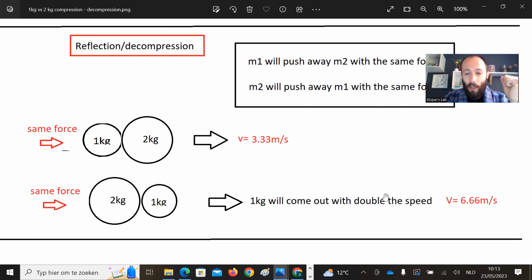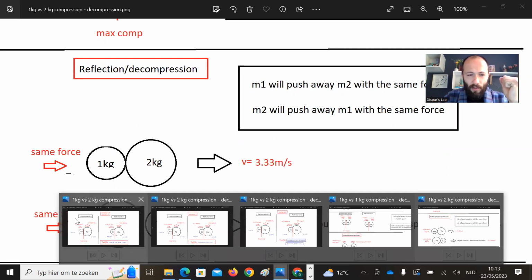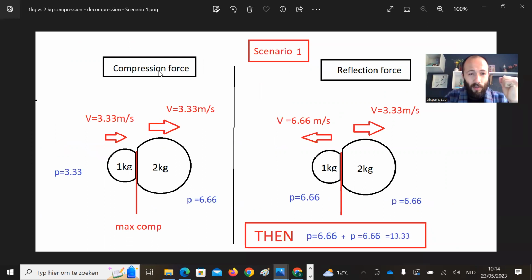Will the 1 kilogram come out with double the speed? Well, I have a couple of scenarios. Scenario 1. So this is the maximum compression point.